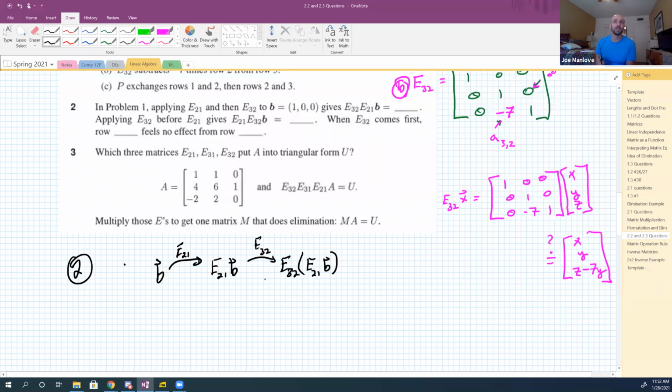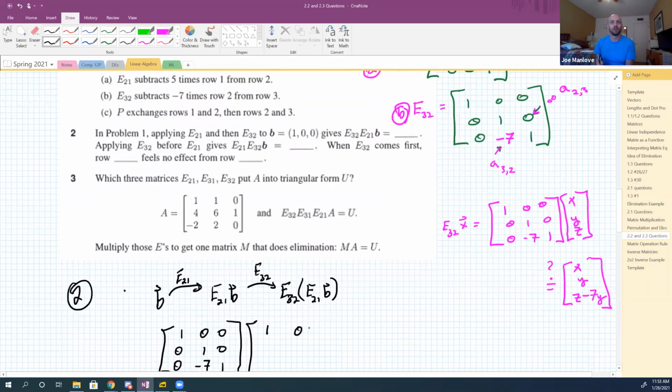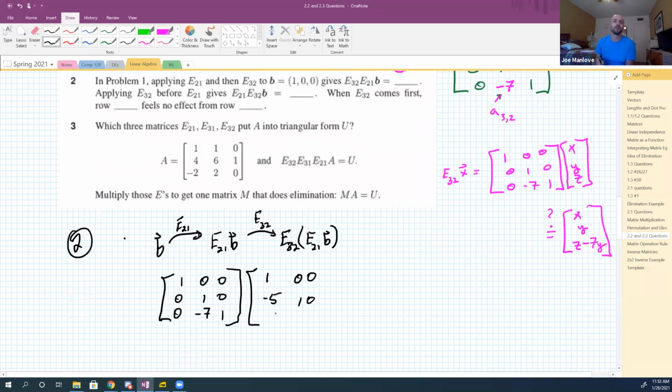So one way I could compute this is I could actually write down all my matrices. So I could write down my E32 matrix. That was 1, 0, 0, 0, 1, 0, 0, minus 7, 1. And then I could write down my E21 matrix, which was 1, 0, 0, negative 5, 1, 0, and 0, 0, 1. And then I could write my vector B down. It's 1, 0, 0. And then we could do this multiplication.